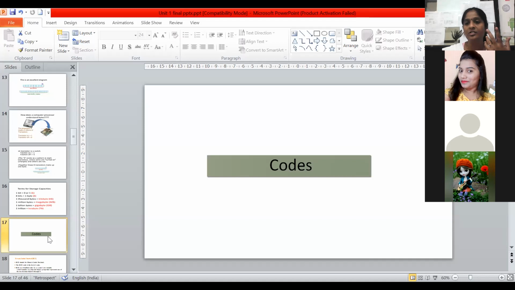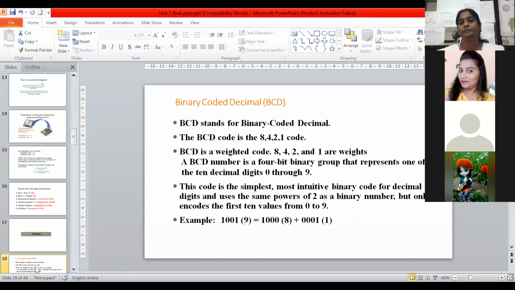So for that purpose, we are going to study three different types of codes for the digital technique subject, which are included in your syllabus. The first one is the BCD code. The long form of BCD is binary coded decimal.